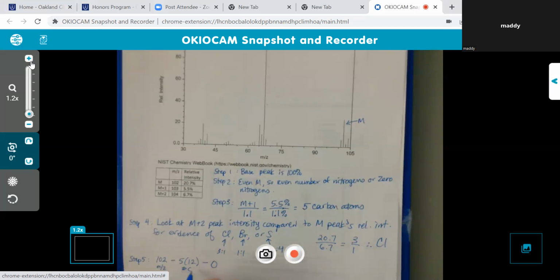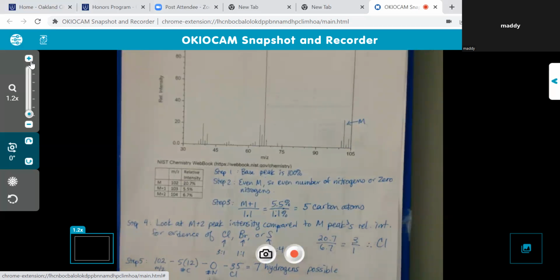So this is our parent. This is number of carbon. Let's assume that because we have an even number and chlorine's fairly heavy, that we have 0 nitrogens instead of 2 of them. Okay. And then subtract 35 for the chlorine, and that gives us 7 hydrogens possible. Do you see how we couldn't have minus 28 right here? We would have gotten a negative number. That's why I know that there's 0 nitrogens and not 2 or 4 or 6.